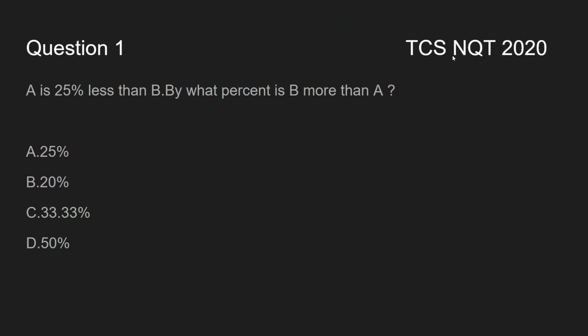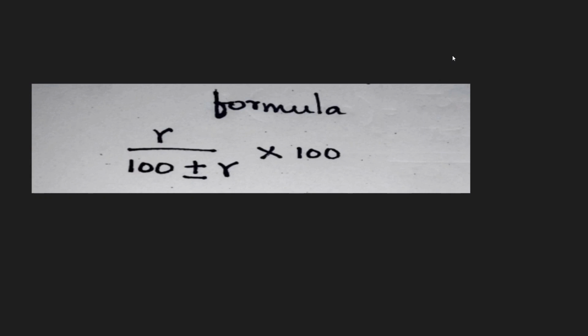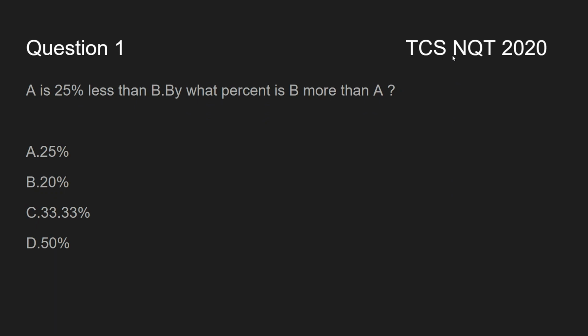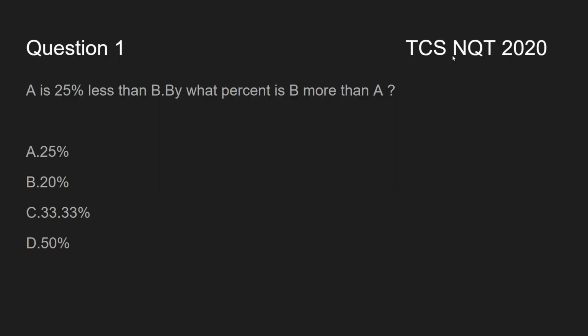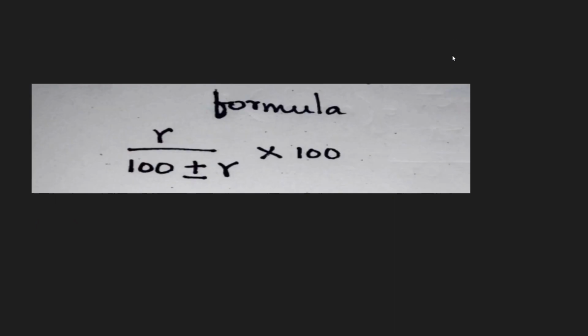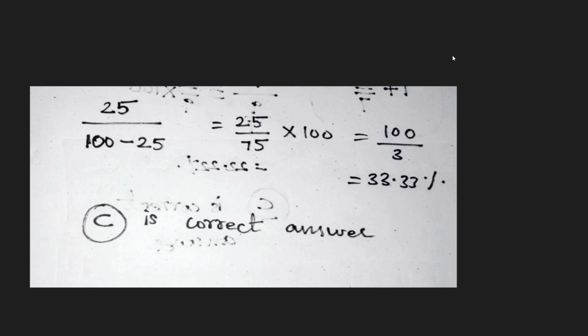Question 1. A is 25% less than B. By what percent is B more than A? We should remember the formula R by 100 plus R minus R into 100. See the question. A is 25% less than B. In the starting, if they have given less than, in the denominator you should do subtraction. If they gave more than, here we should do plus in the denominator.